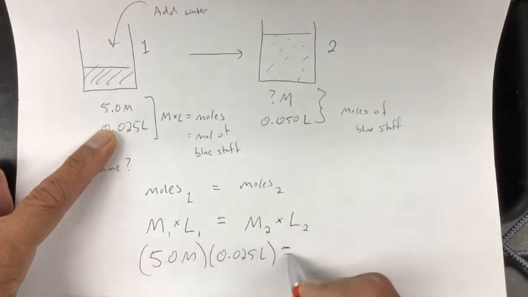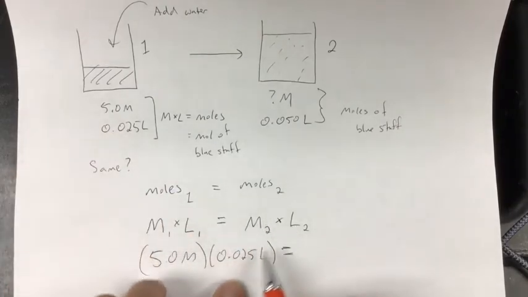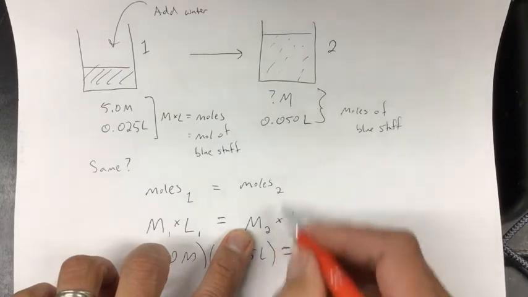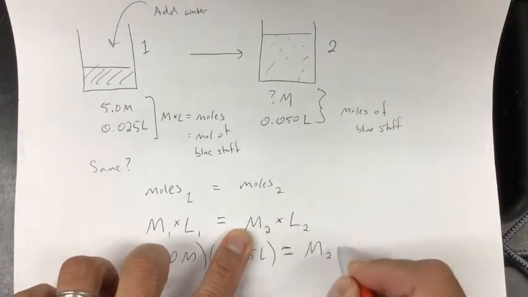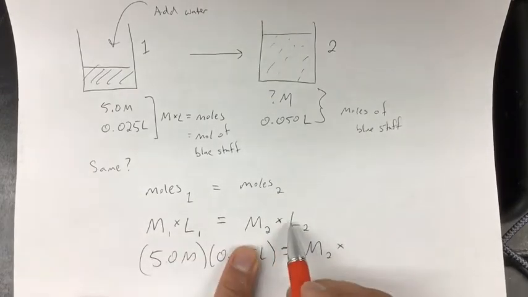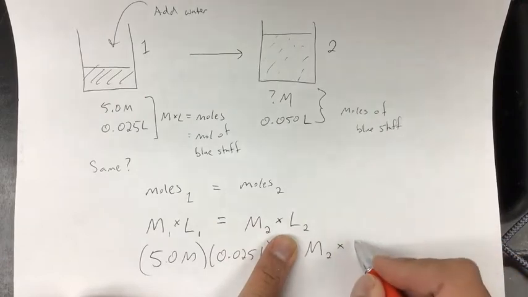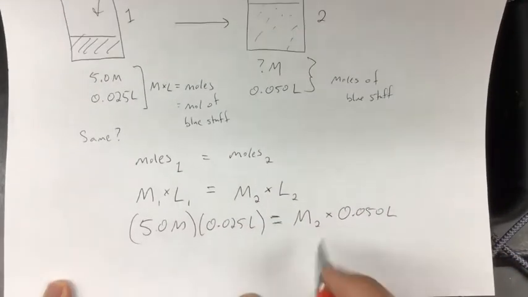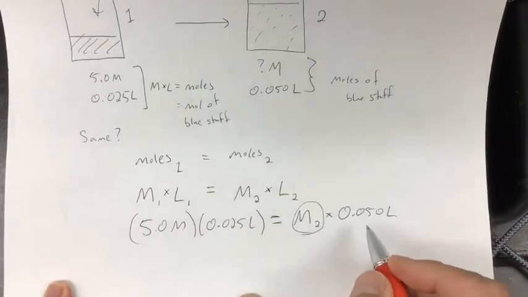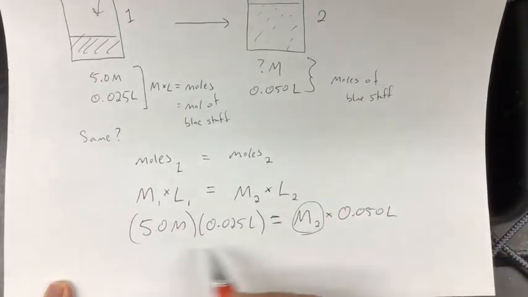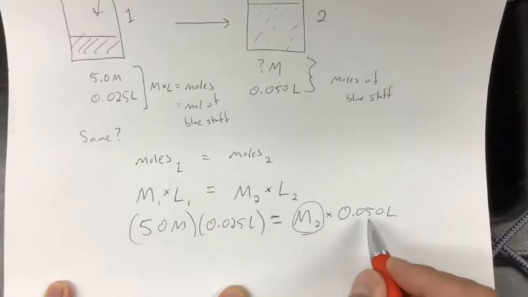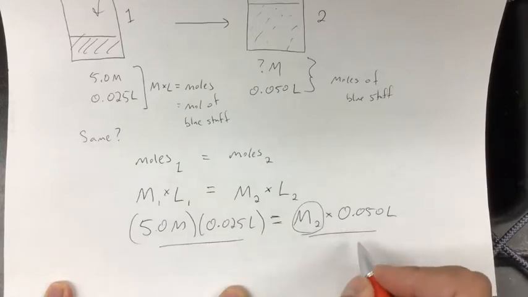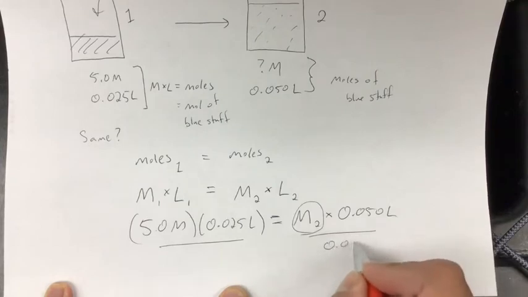Okay, that's some moles equals, this is, I don't know this number, so this is molarity 2 times liters 2, I know this number, 0.050 liters. So can I solve for this right here? Well, we sure can. We know this times this equals this times this. I'm going to divide both sides by the liters to get rid of that.